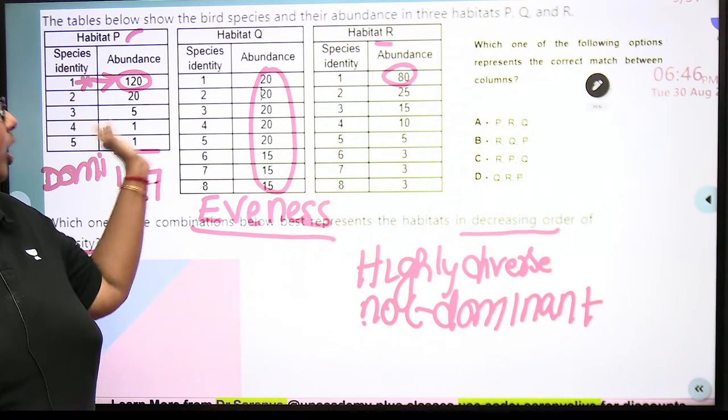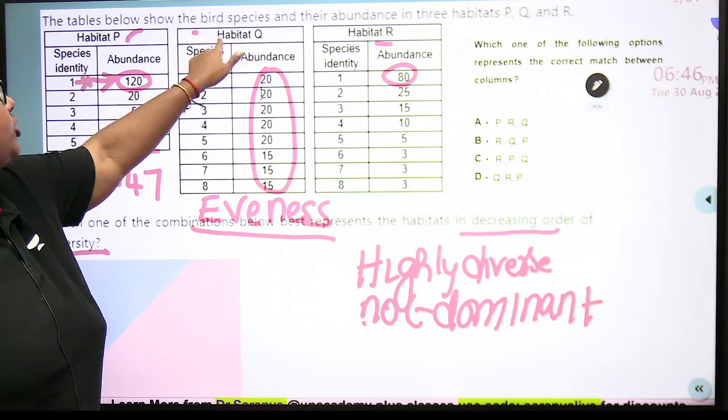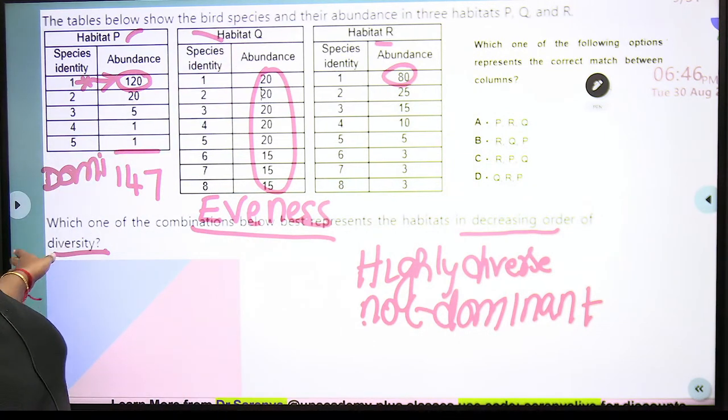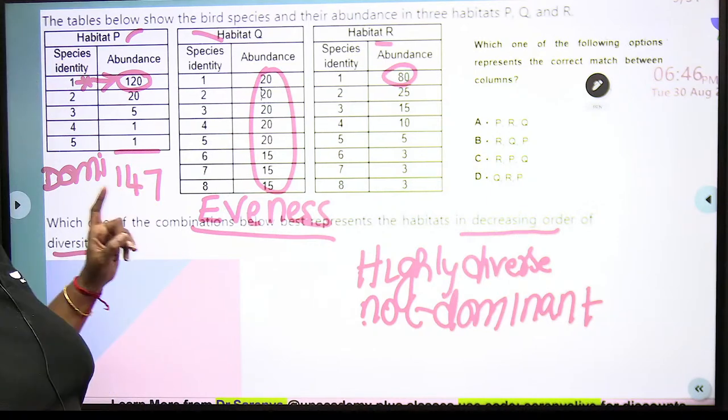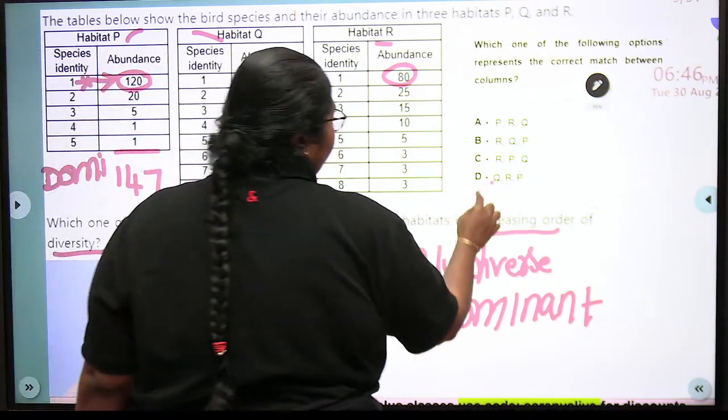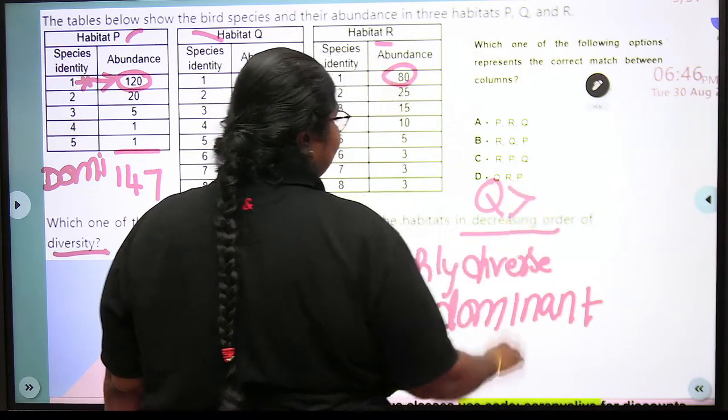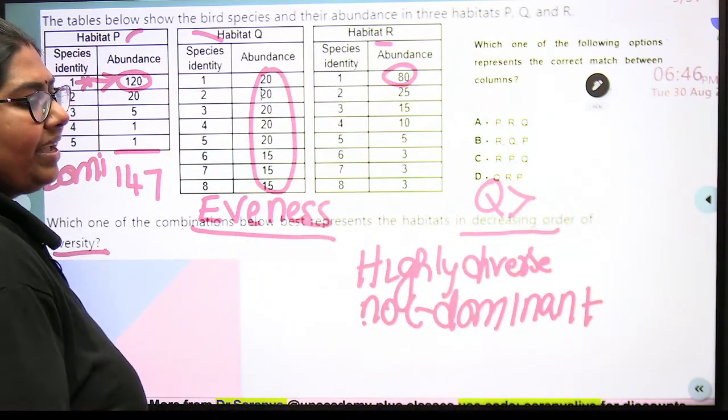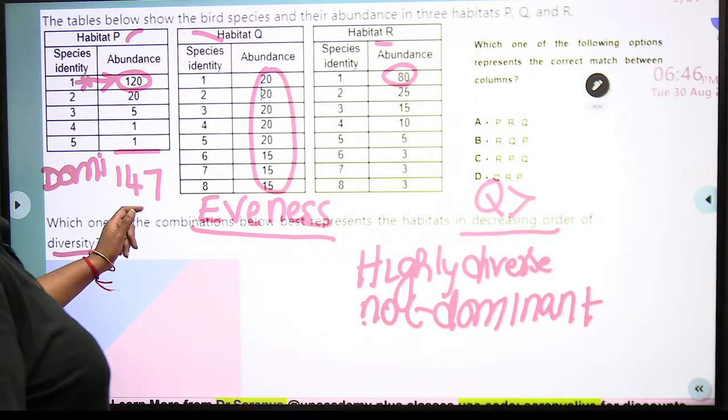So which is never dominant here? It is Q. So in the decreasing order of diversity, who should come first? Your Q should come first. Q is the maximum one. Right. Next, who will come?